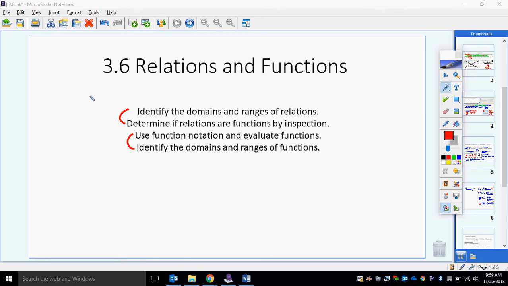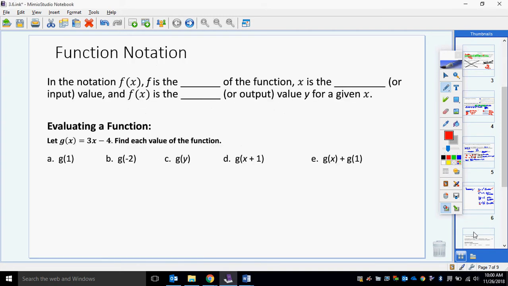This is 3-6, but part 2. So remember the second part, we're going to use function notation to evaluate functions, and then we're going to identify domains and ranges of those functions. So let's pick up where we left off on function notation.